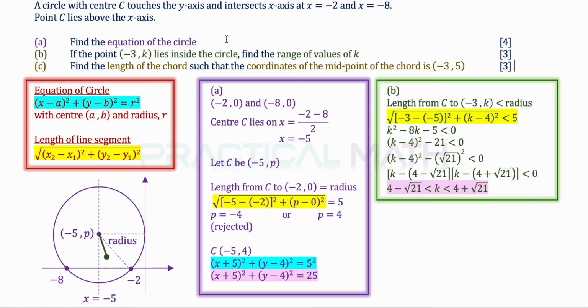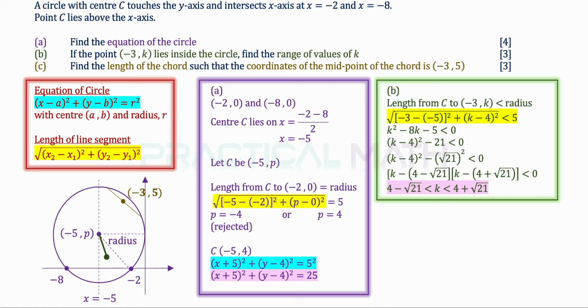Moving on to part C of this question, whereby we are to find the length of the chord such that the coordinates of the midpoint of the chord is (-3, 5). So this is not a very common question because we are given the midpoint coordinates of a chord. Now let's plug this information into the existing sketch on this diagram. So we have a chord here and the midpoint of this chord is (-3, 5).